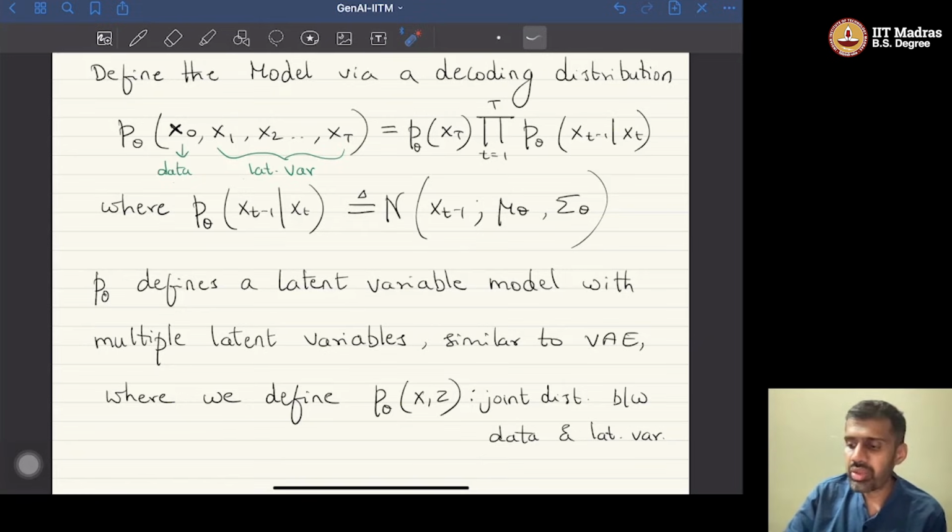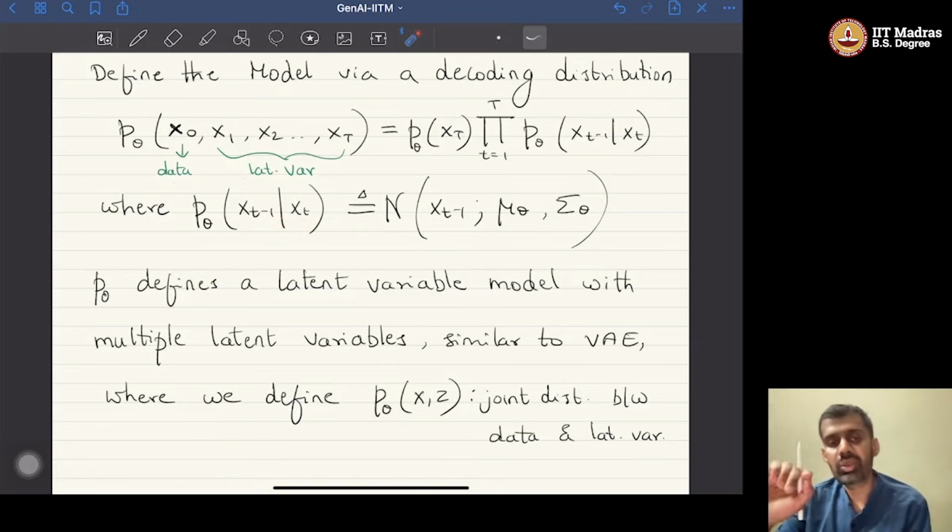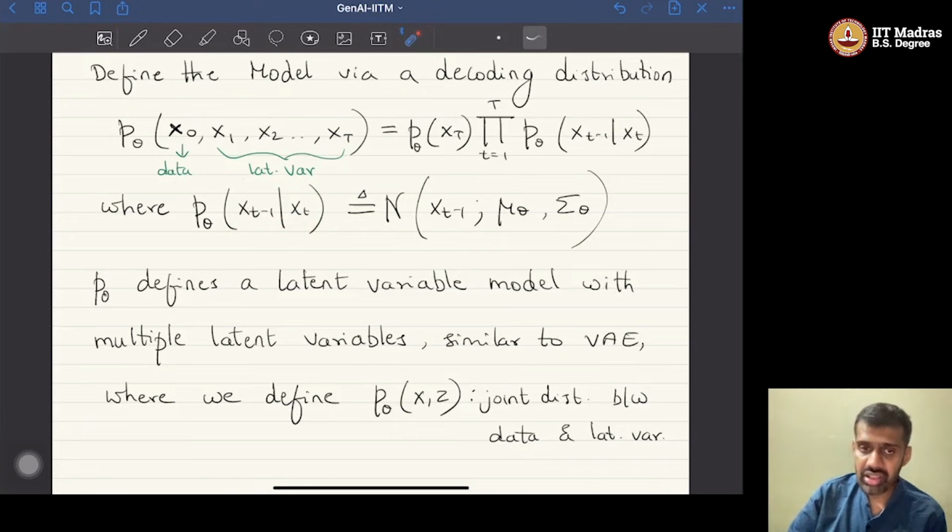Because we have represented time from left to right, from x naught to x capital T, in the decoding direction, or the denoising direction, or the reverse direction, what we need to do is start from x capital T and go all the way up to x naught. But because there are a series of random variables again, one can define that as a random process, and that random process is also assumed to be a Markov process with Gaussian transitions, just like the forward process.